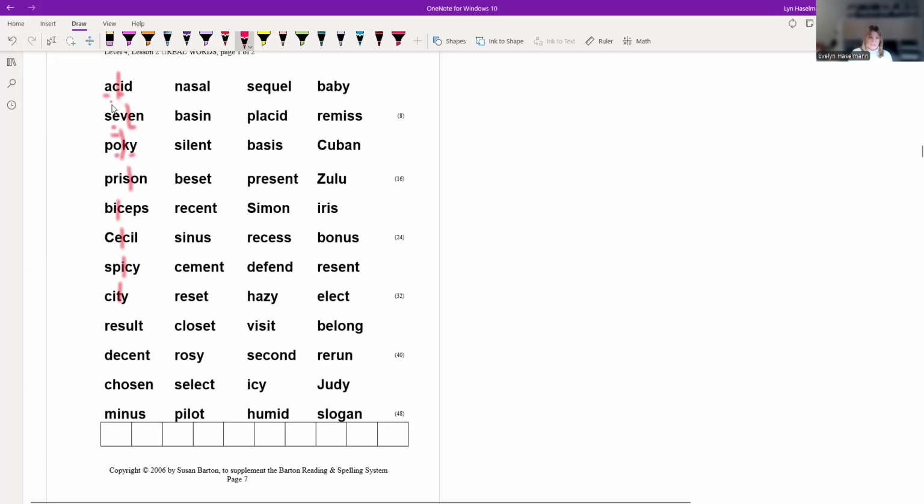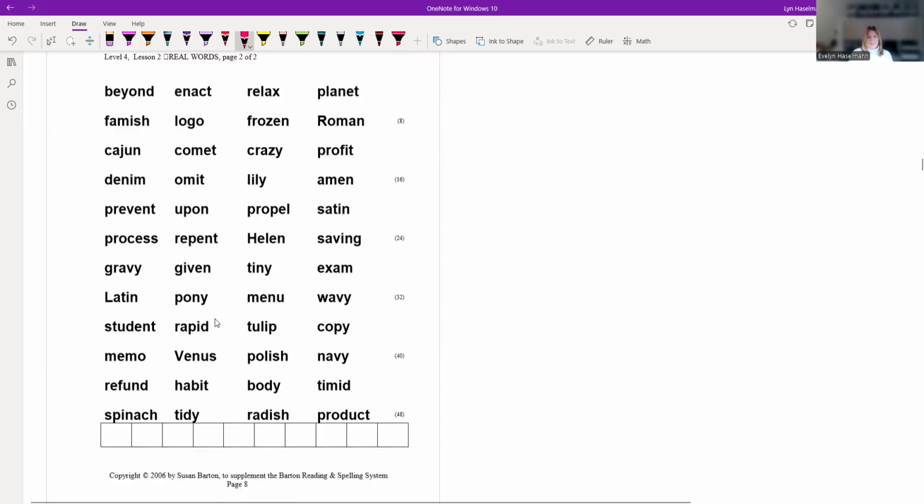Okay, so this is closed, sev, and this is closed as well. Po, this is open, key, open. Prison, this is actually schwa. We'll talk about that later. If they want to code it, I would code it as short because I haven't taught them that yet. Biceps, that is short. Sill. Spy, C. Sit, E. Okay.